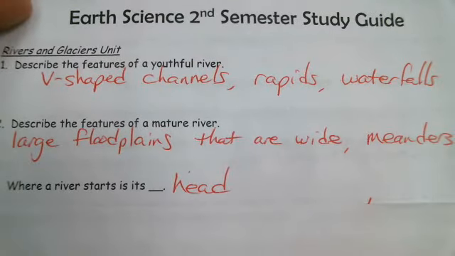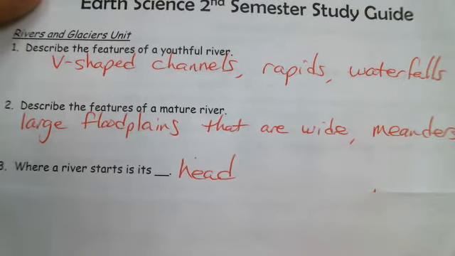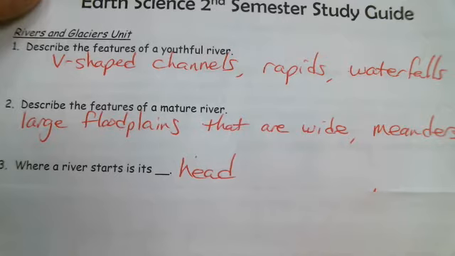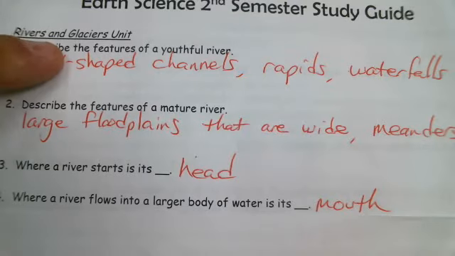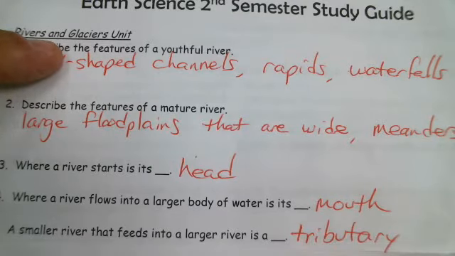The river starts at its head. That is the top part of the river, the highest elevation. And when it empties into a larger body of water, we call that area the mouth of the river. A small river that feeds into a larger river is called a tributary.